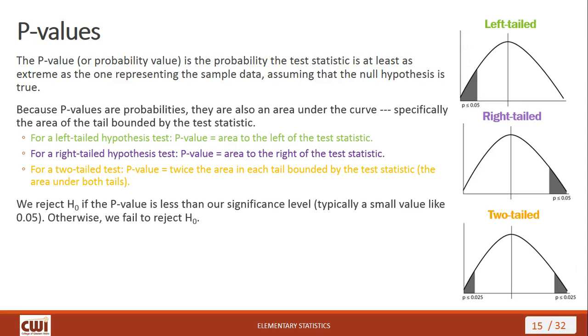So, regardless of which type of hypothesis test you have, you're going to reject H0 if the p-value is less than the significance level. Again, typically this is a small value like 5%. If it's not less than the significance level, then you'll fail to reject H0. Only when the p-value is less than the significance level are you inside the region of rejection, and so only then will you reject H0. Otherwise, you're not in the rejection region, and therefore you fail to reject H0.